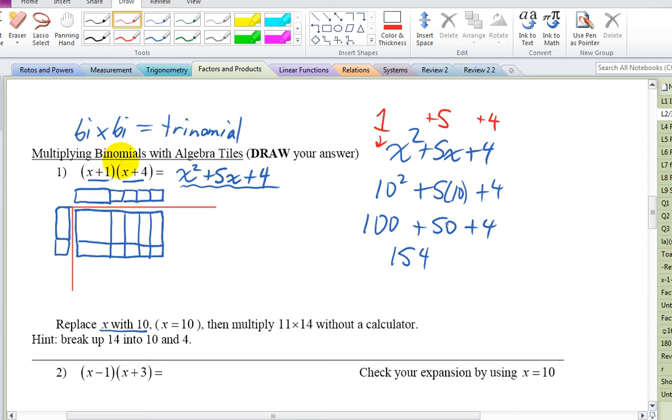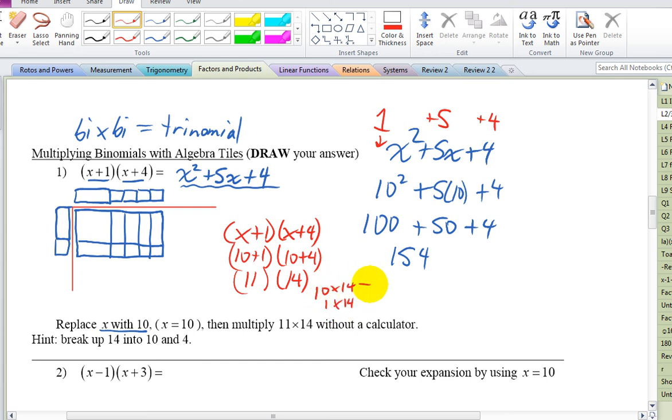So what we do here, if we have x plus 1, x plus 4, here we would have 10 plus 1, right? So we're just replacing it. And this would be 11 times 14. Now that's easy to do because the 11 breaks down to 10 times 14 and 1 times 14. So 140 and 14, add them up, 154. So these two are equal. So the question part is equal to our answer part.